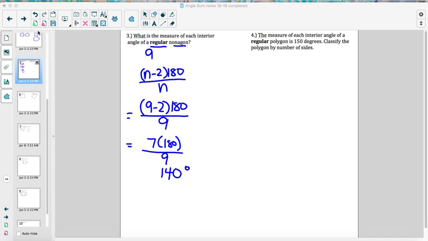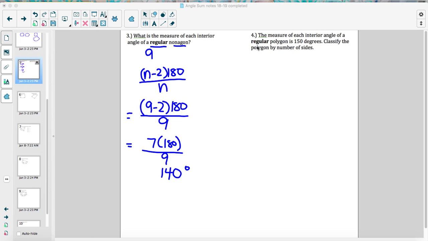All right, this is the angle sum video, angle sum notes video part 2. We're starting with example 4 on the front side of the notes here. So the question here states the measure of each interior angle of a regular polygon is 150 degrees. Classify the polygon by the number of sides.